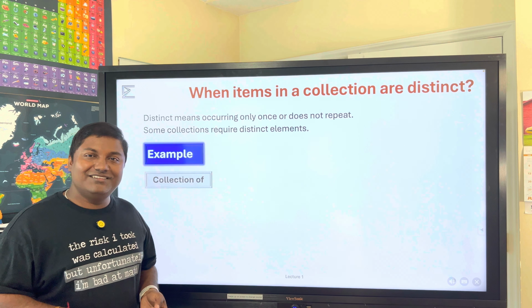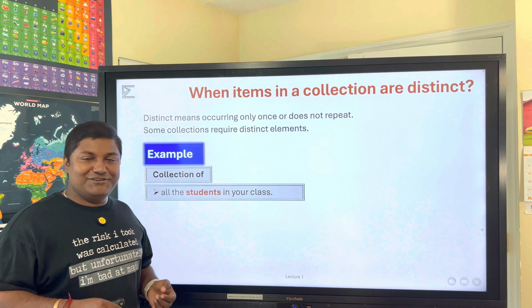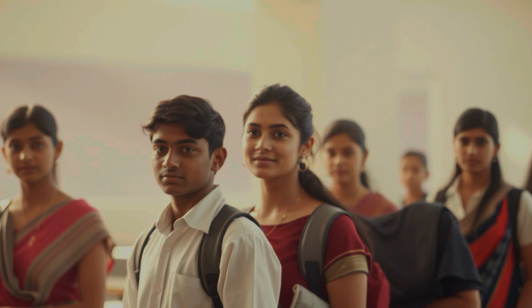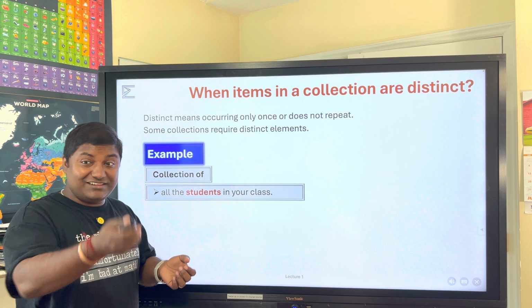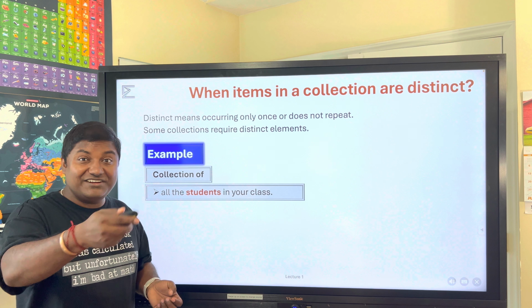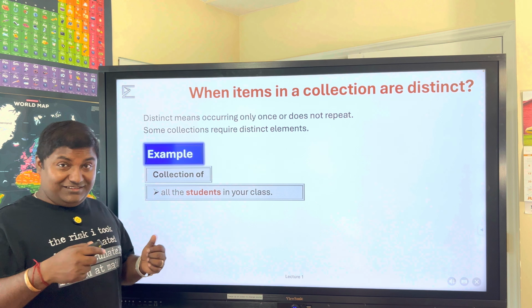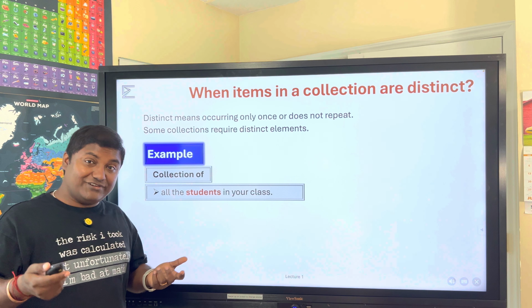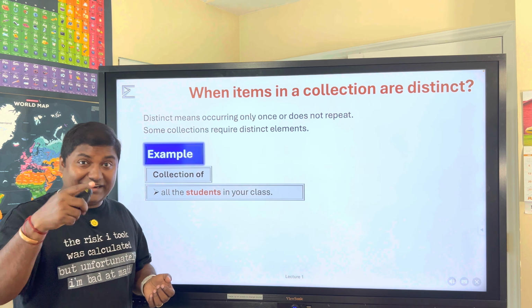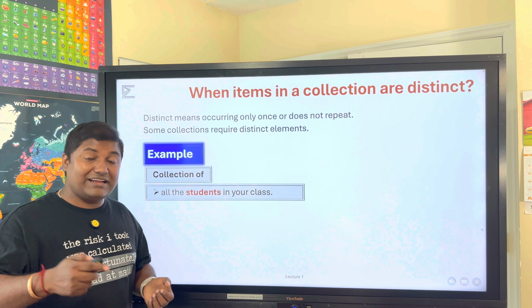Starting with an example, let us take the collection of all the students in your class. If you assemble or gather all the students in a particular classroom, you see all the students in this class are distinct. They are different from each other. No students repeat, right? So for this kind of collection, the collection of all students in your class, the items, that means the students, are actually distinct.